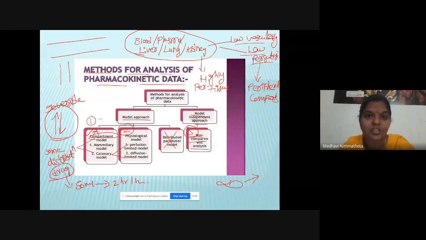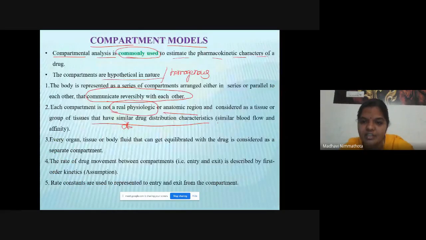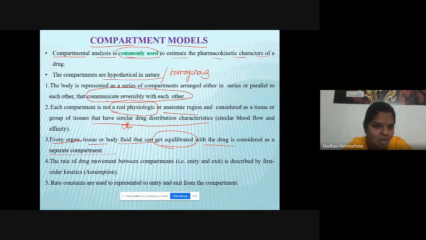So it is very complex to determine such a mathematical expression of pharmacokinetics. For that reason, you can select those organs or tissues that have a similar distribution pattern to that of your selected drug. The meaning is similar blood flow and affinity. Every organ, tissue or body fluid that can be equilibrated with the drug will be considered as a separate compartment.